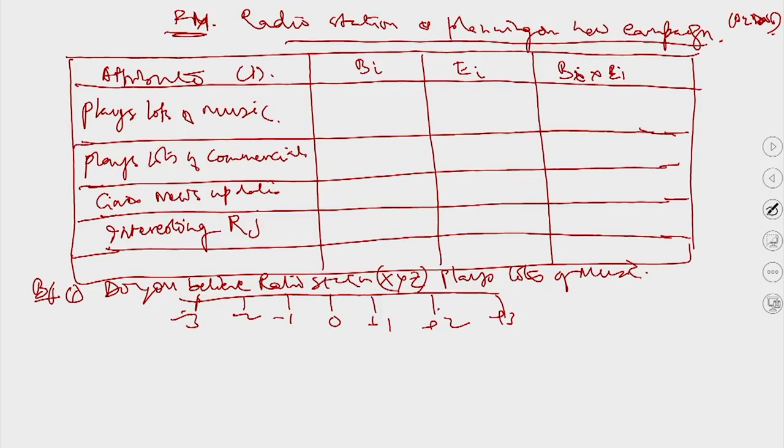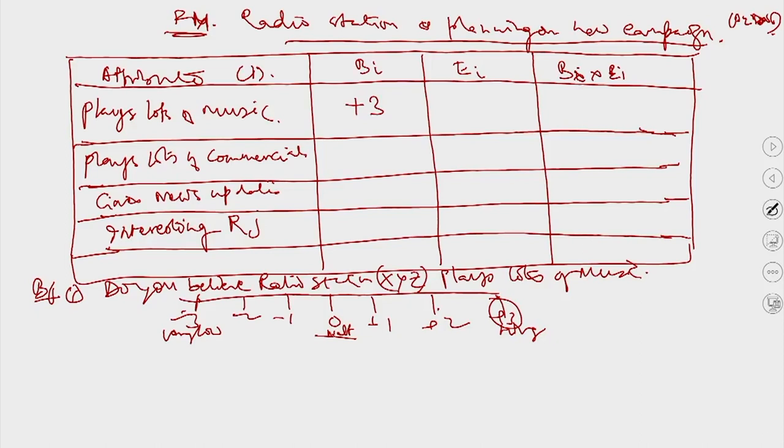So, let us say they mark plus 3. Most people believe that, and where plus 3 is very high and minus 3 is very low, and 0 is neutral. So, this is the 7 point scale which is given to people, and people actually then rate on this, right. And so, let us say that 1000 people rate it, and this is the mean. So, plus 3 is the mean.